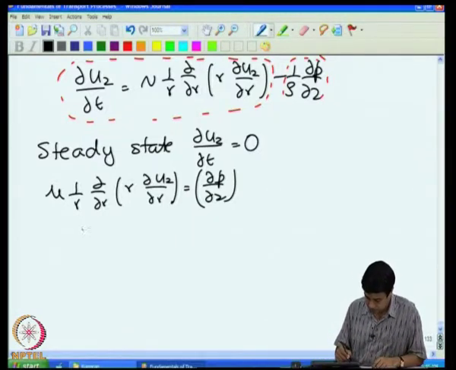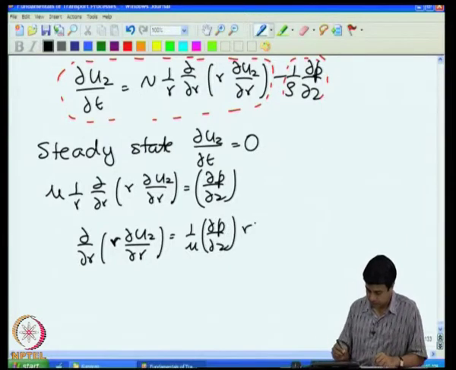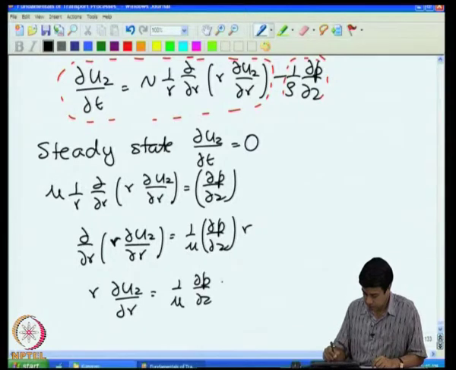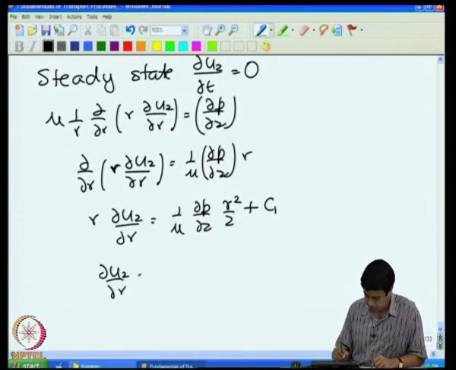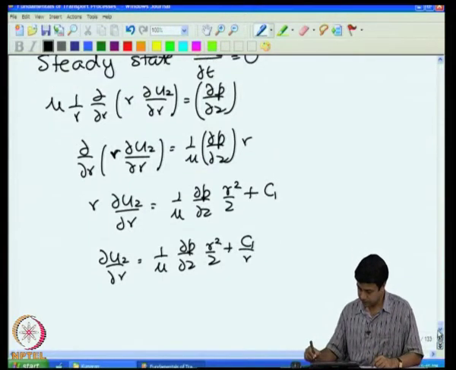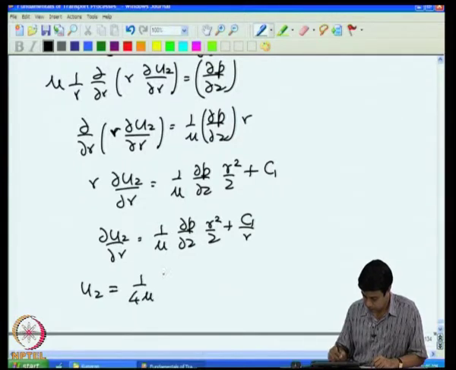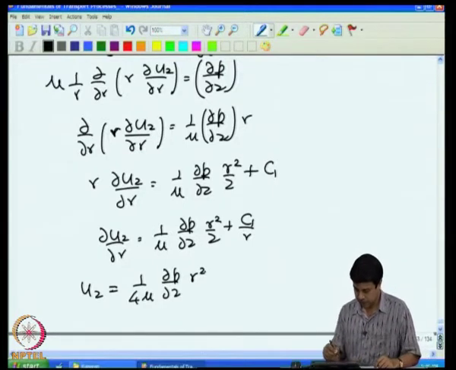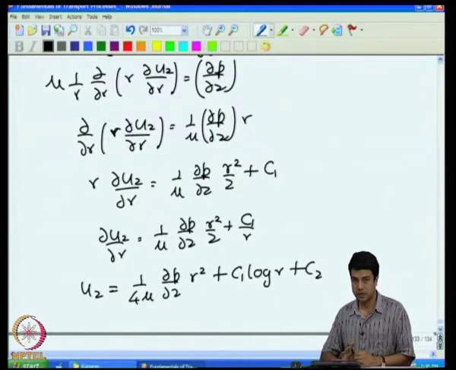I will get d by dr of r du z by dr is equal to 1 by mu dp by dz into r. And therefore, r du z by dr is equal to 1 by mu dp by dz r square by 2 plus a constant C1. And du z by dr is equal to 1 by mu dp by dz r by 2 plus C1 by r. Integrated a second time, u z is equal to 1 by 4 mu dp by dz r square plus C1 log r plus C2, where the constants C1 and C2 are to be determined from the boundary conditions.